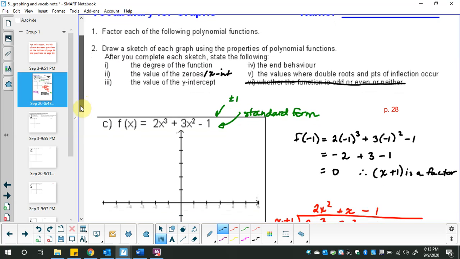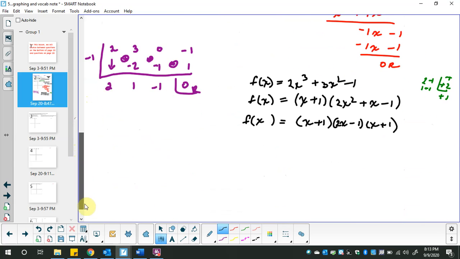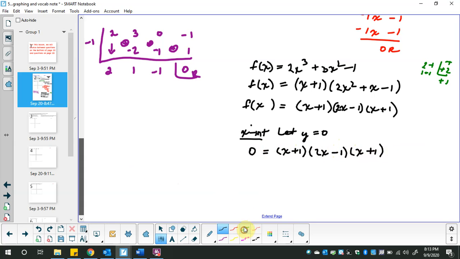So let's look at finding X-intercepts. Anytime anybody ever asks you to find the X-intercepts, your job is to let y equal 0. And f at x is a fancy way of saying y. So we have that.